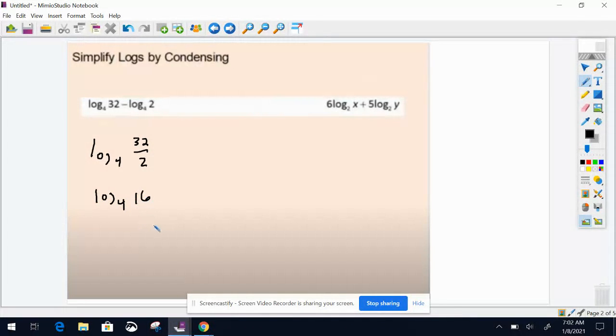So what does this mean? Well, think about what we did yesterday. This means 4 to some power equals 16, right? 4 to some power, well, that would be squared. So this is the same exact thing as writing the number 2.